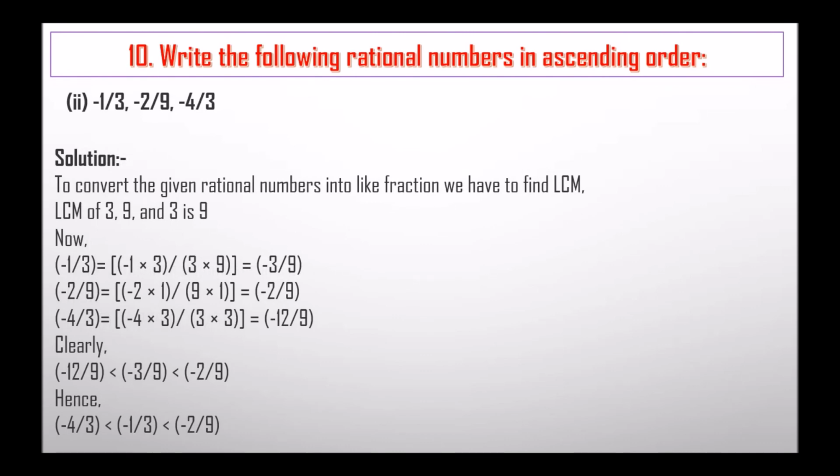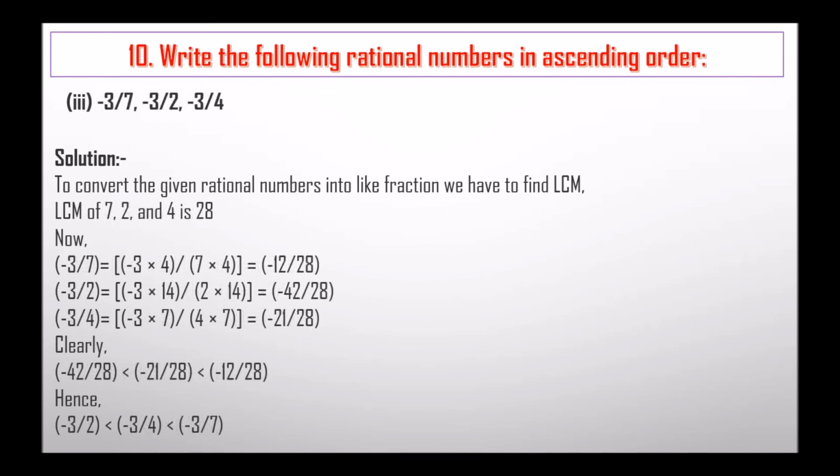Minus 1 upon 3, minus 2 upon 9, minus 4 upon 3. First we will convert the rational numbers into like fractions. So LCM of 3, 9 and 3 is 9. So we will get minus 3 upon 9, minus 2 upon 9 and then minus 12 upon 9. So ascending order is minus 12 upon 9, minus 3 upon 9 and minus 2 upon 9. That means minus 4 upon 3, minus 1 upon 3 and minus 2 upon 9.